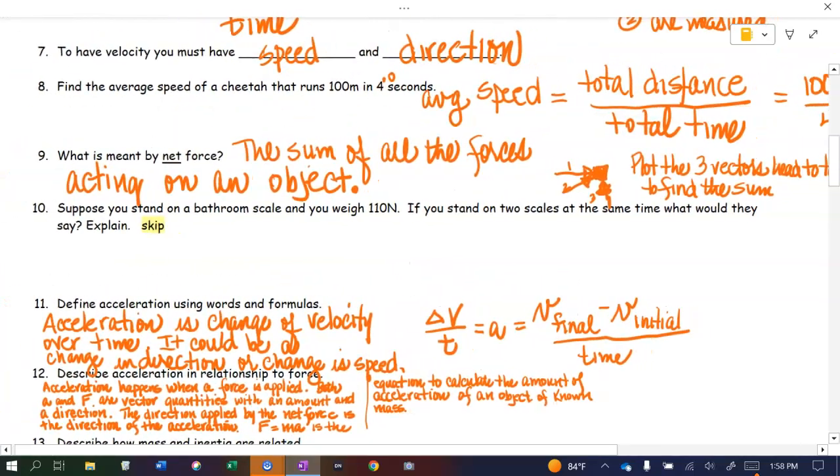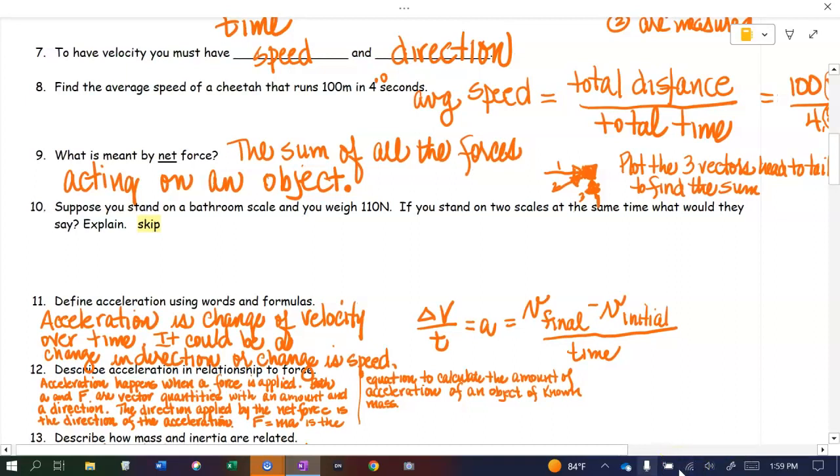All right, what is meant by net force? Net force is the sum of all the forces acting on an object, acting on one object. I just put an example. What if you had this box right here, and we had these 3 forces? The net force is all the forces acting on an object. Later on, we'll talk about how to measure it.